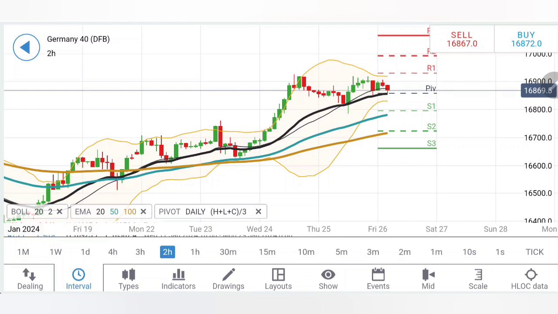On the upside, beyond 16920, we are looking forward to 16940-50 zone, and then 17,000 levels. Yes, it can continue, chances for which appear to be less today. Take your trades accordingly. Let's have a look at UK 100.